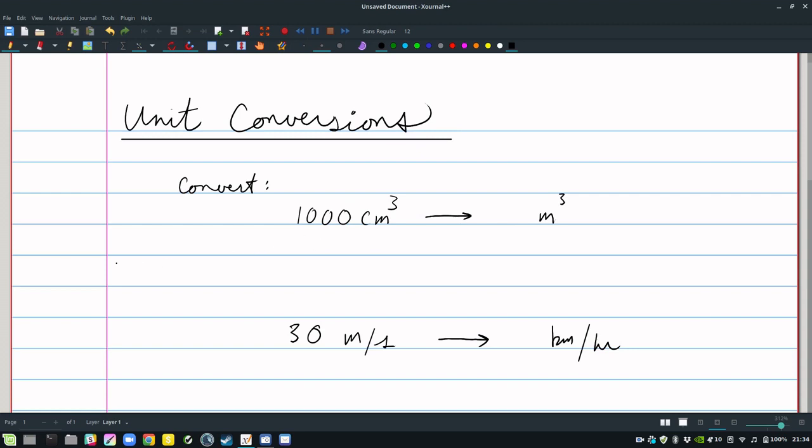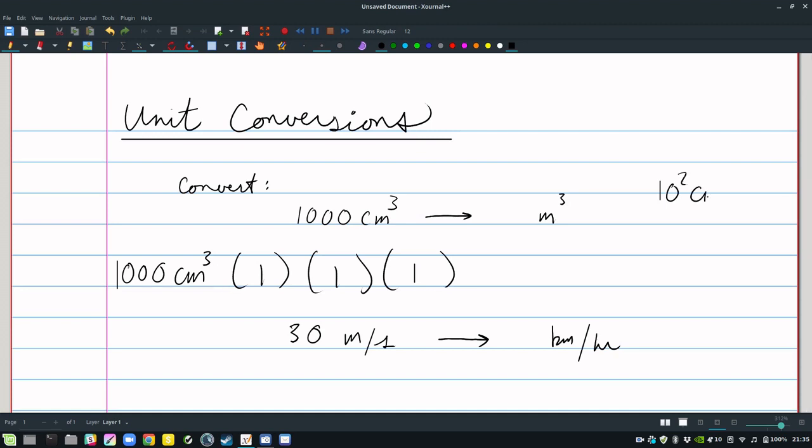So what we're going to do is write the original amount, and then we're going to multiply by 1 and 1 and 1 again. But what is the number 1 in this sense? Well, how many centimeters are there in a meter? We want to get rid of centimeters in favor of meters, so we say 10 to the second power centimeters. 1 meter divided by 100 centimeters, that's just the number 1. Those two things are equal.